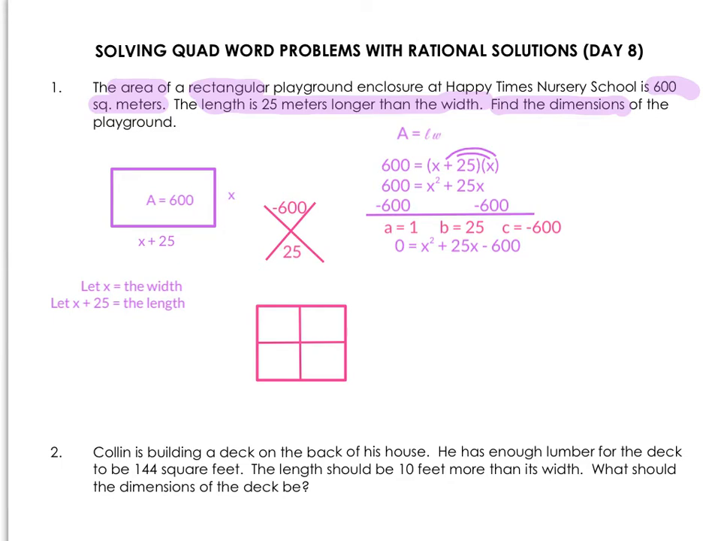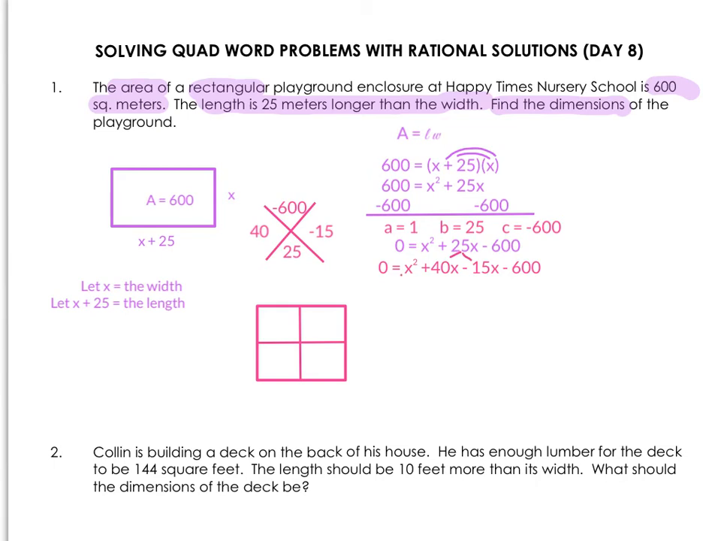So if you take a minute, pause the video, try to figure out if you can find the two numbers that have a product of negative 600 and a sum of 25. The two numbers would be 40 and negative 15. So that's what I need to split my b value, the 25x, into, so I can rewrite this. Remember, that comes from splitting that middle value. The 25x becomes the 40 minus 15.